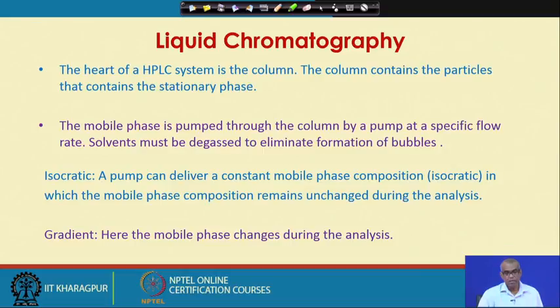A pump can deliver a constant mobile phase composition, in which the mobile phase composition remains unchanged during the analysis. This is known as isocratic condition. In case of gradient condition, the mobile phase changes during the analysis. So, in case of isocratic condition, the mobile phase composition remains unchanged during the analysis. In case of gradient condition, the mobile phase changes during the analysis.